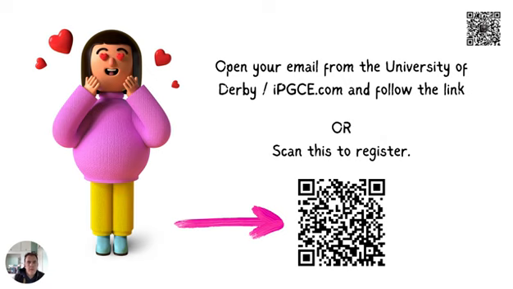So open the email that you have received from the University of Derby and IPGCE.com. If you haven't got one of those, then follow the link by scanning to register using the QR code below.